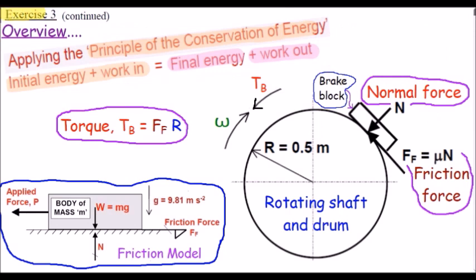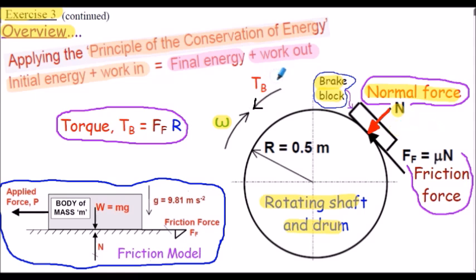Exercise 3. Here's a brief overview of the solution required. Our scenario here is a rotating shaft and drum, which initially has some angular velocity omega, and using a brake block on the outside surface of the drum, we're going to apply a normal force, shown here, labeled capital N, that will generate the frictional torque required to bring the shaft and drum to rest.